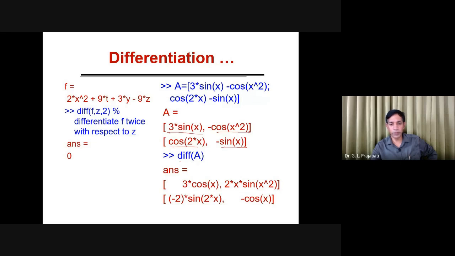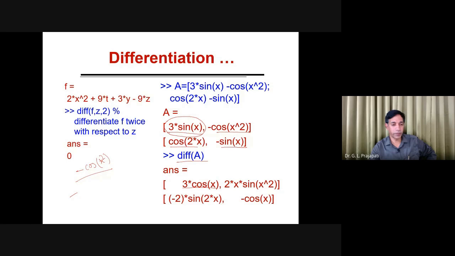Now if you want the derivative of a, if a is the matrix and this matrix is holding expressions, then you can compute the derivative of a, and for every expression it is going to compute the derivative. Like, what is the derivative of this with respect to x? Sin x, sin means cos x, you have the formula. So 3 cos x. Now what is the derivative of minus cos x square? This is x square.